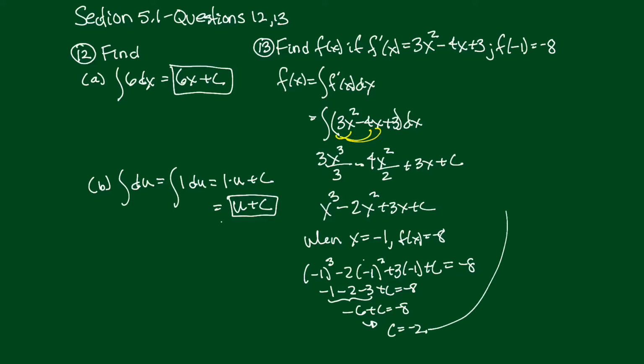So here is our function f of x. Where's our function? Right back here. Here's what it is, but now I know c. C is negative 2. So we're going to write this with a negative 2 here. We're going to get x cubed minus 2x squared plus 3x plus c, but c is negative 2. There's our function.